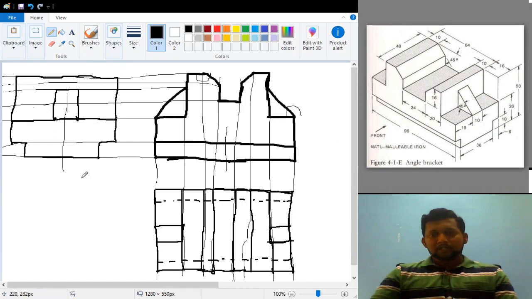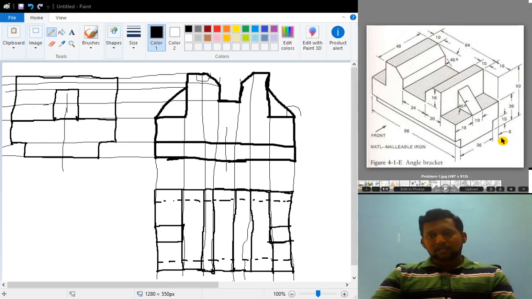Is there anything left over here? Only one thing, or at least two things, which I have to do in the side view. What are those? Two hidden edges. When you are seeing this from the side, here one edge is there, and here one more edge is there. These two edges are not visible in the side view.